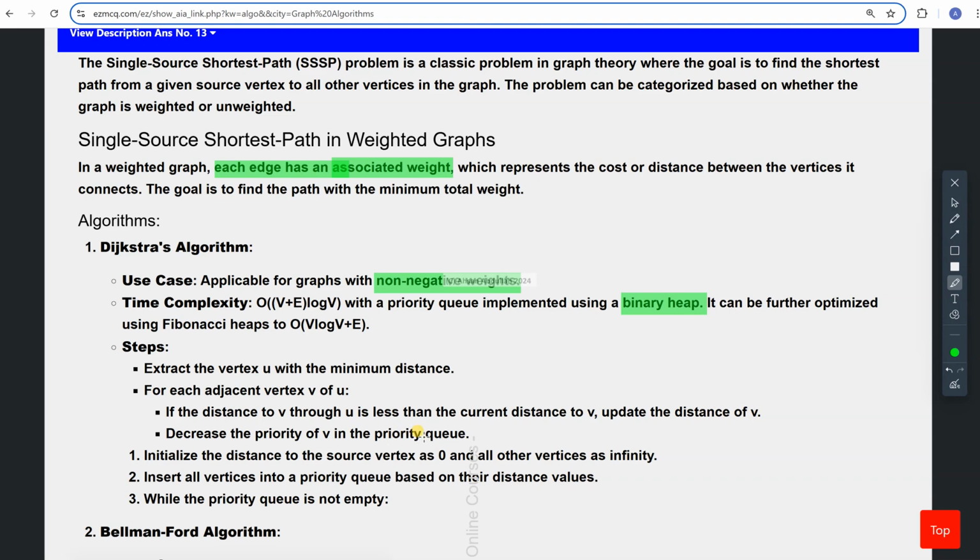So how do you go about it? Initialize the distance to the source vertex as 0 and all other vertices as infinity, since they have not been explored or discovered, and insert all the vertices in a queue based upon their distance value. This is the sorting part, which is covered by the log of V term. And until the priority queue is empty, keep on doing this. I'll go into more detail of Dijkstra's algorithm.